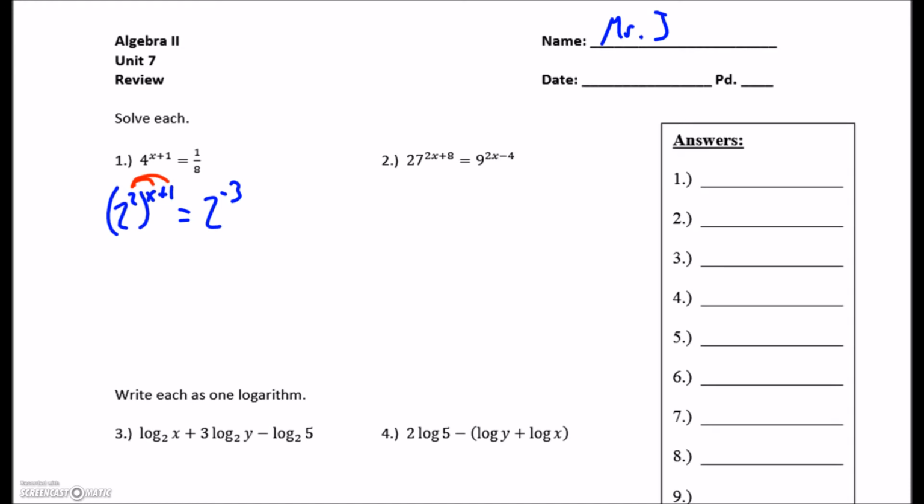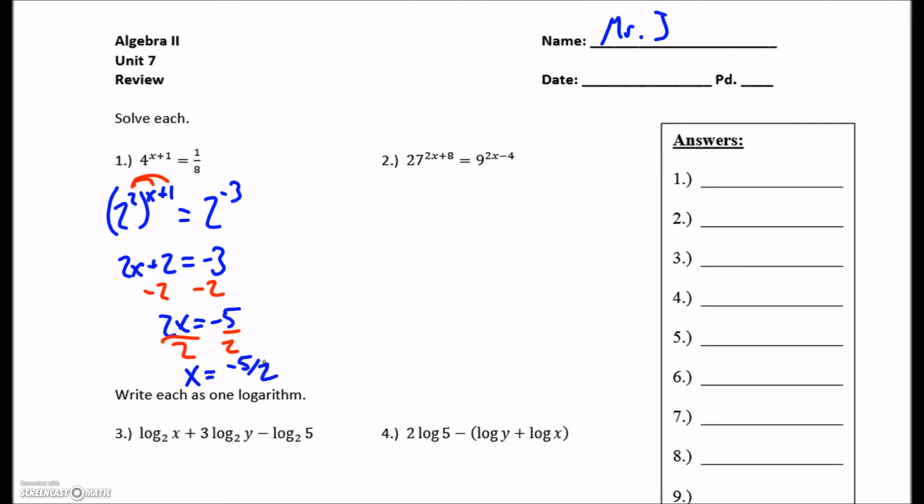Well, now since I have the same base, I just set the exponents equal to each other. So this one would be a 2x plus 2. Over here I just have the negative 3. I set these equal to each other, and now I just finish solving this thing. So I subtract the 2, and then I end up dividing by the 2, and that's it. So I end up with a negative 5 halves for this one. Okay? So again, look for common bases when you can. That is by far the easiest method for these.